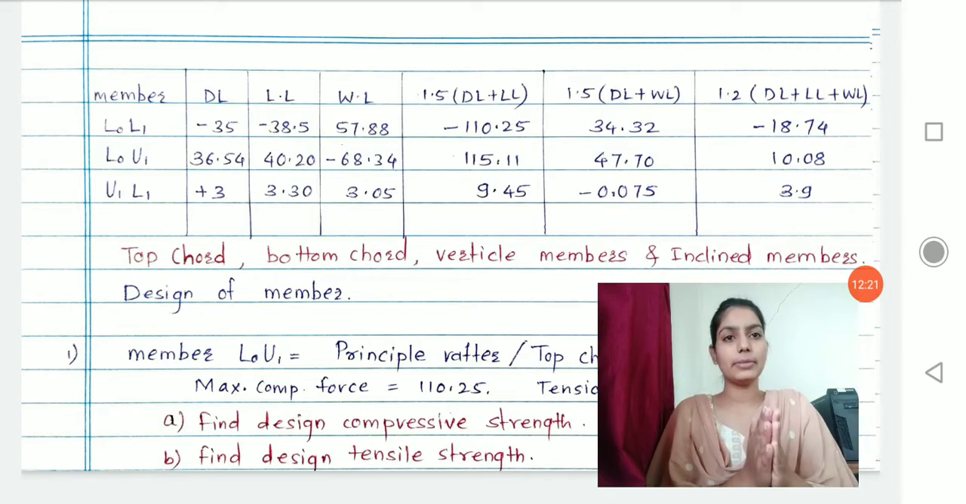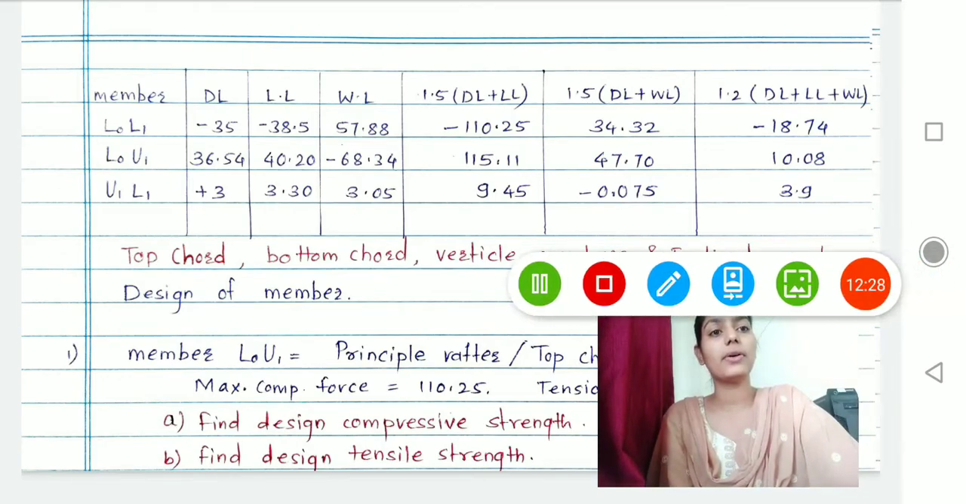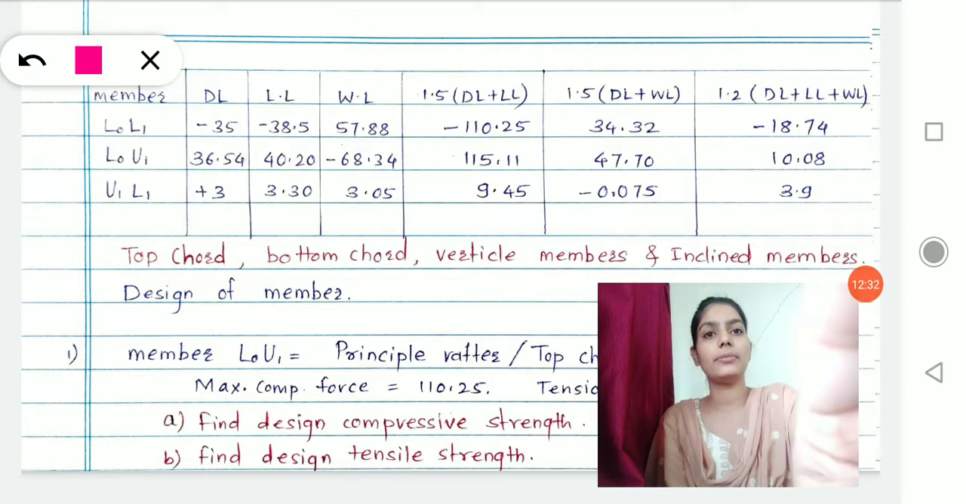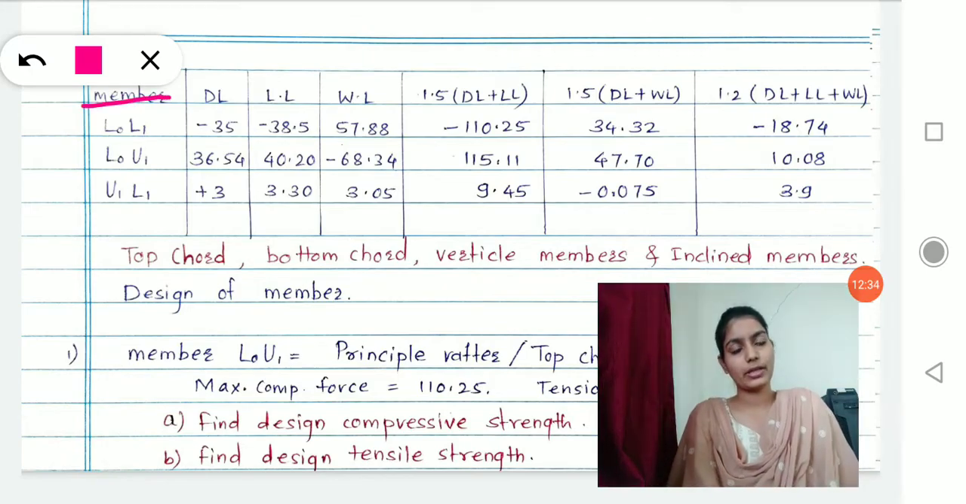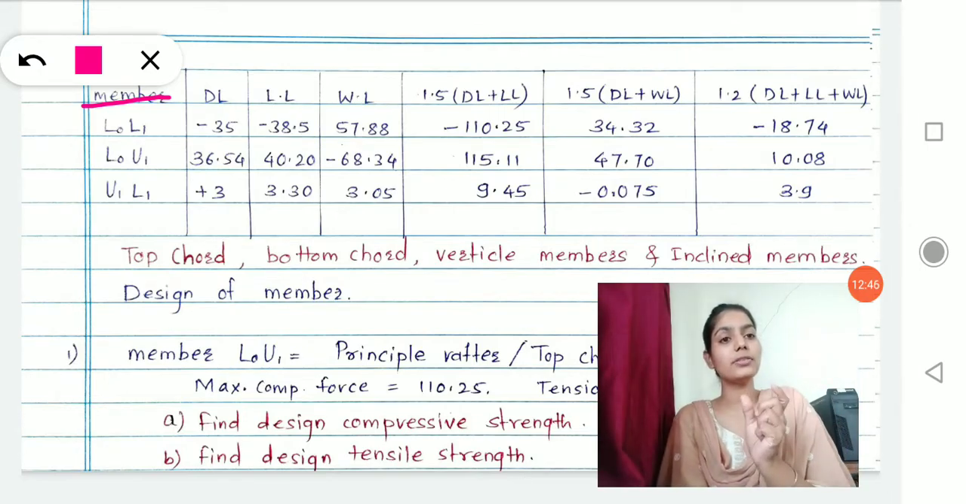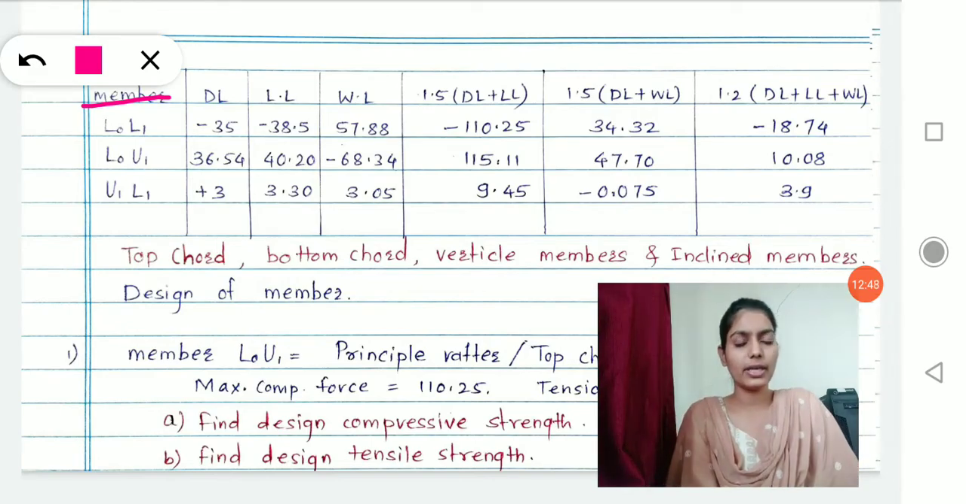So in this table, you can see there are a total of 3 plus 3, 6, 7 columns. The first column tells us about the member. Now, what member is it? It is a member of your truss. As I showed before, there was a diagram and I have named the joints, and L0, L1 is the first bottom chord member. Now this L0, L1 carries a dead load of how much value?